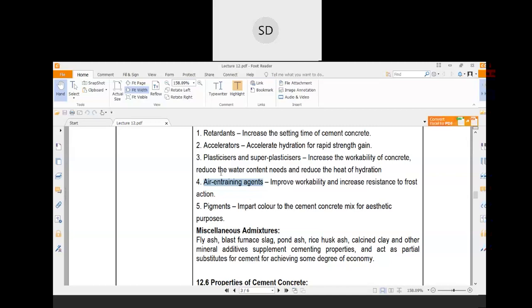Then another admixture is pigments. Pigments are generally used to color the cement particles. So it will impart color to the cement concrete mix for aesthetics.